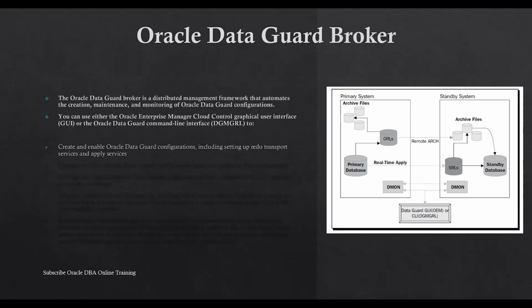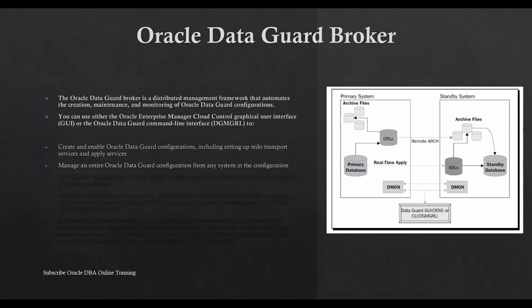So basically, to create and enable an Oracle Data Guard configuration, including setting up the redo apply. So these are the various tasks that you can perform using the Data Guard broker, like creating and enabling the Oracle Data Guard configuration, and then you can use the apply service. All those tasks that you are doing through SQL commands, you can basically perform using the Data Guard broker.